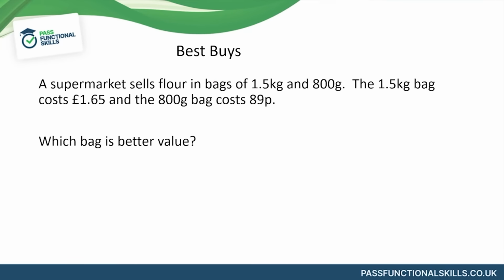Okay, here we're looking at flour. So we know that a 1.5 kilo bag is £1.65 and the 800 gram bag is 89p. So what I would do first of all is turn the 1.5 kilos into grams. So here we've got 1500 grams and that is £1.65. So what you could do is work out the price for 1 gram, but you're going to get a minuscule number because the price of flour is pretty cheap even for 1500 grams. So 1 gram is going to be such a tiny amount, it might make it a bit more complicated.